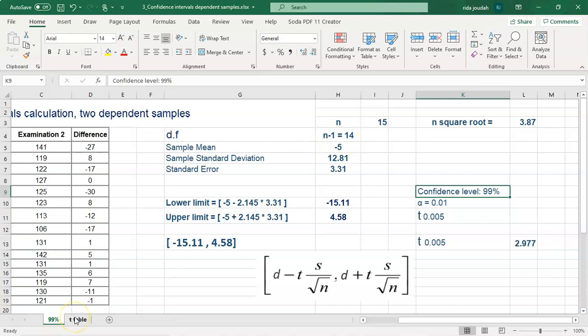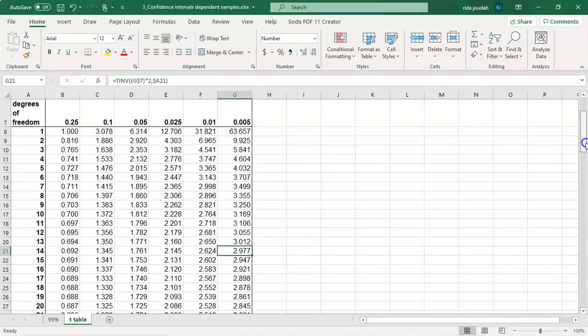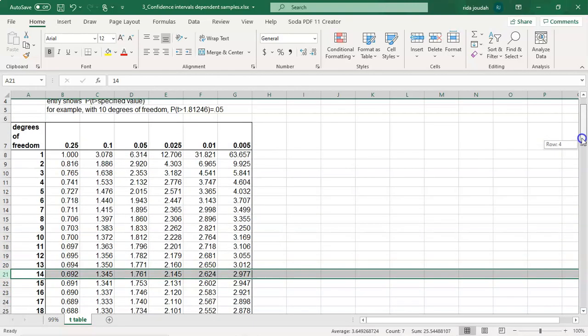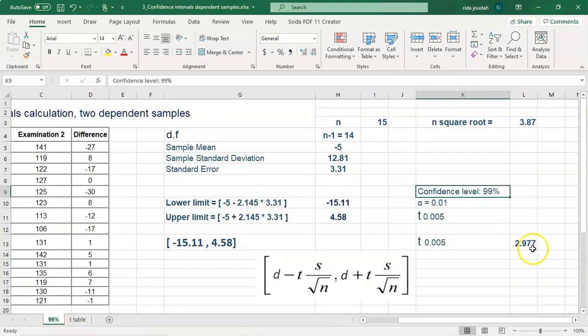Let's go to T-table to find the value. So we say degree of freedom is 14. This is 14. And the confidence level is 0.005, which is this one. Based on that, the value that we need is 2.977. So we selected this value already, 2.977.